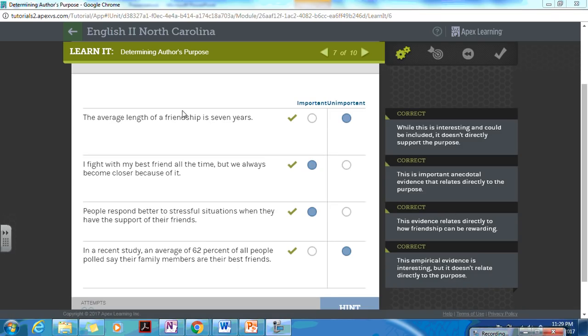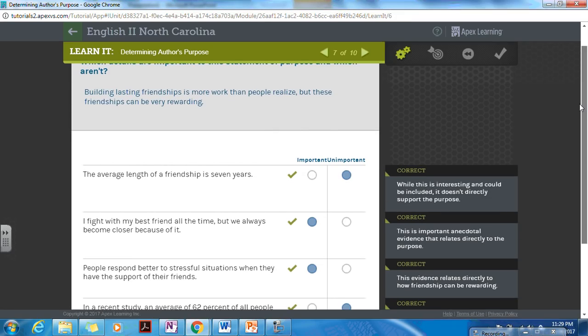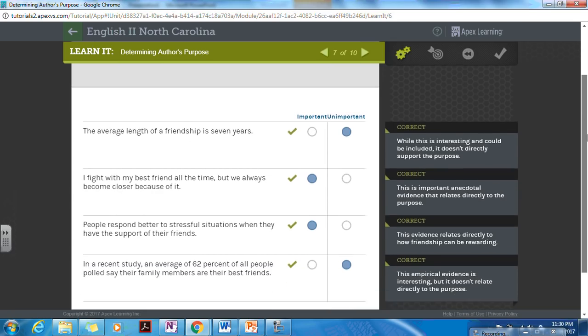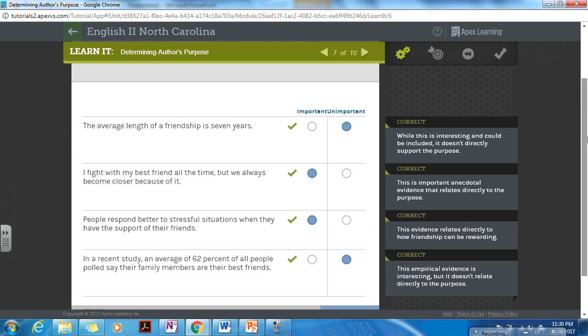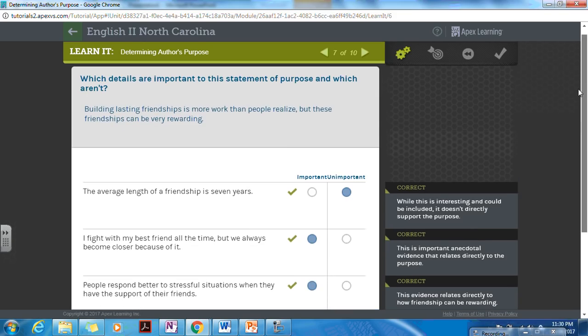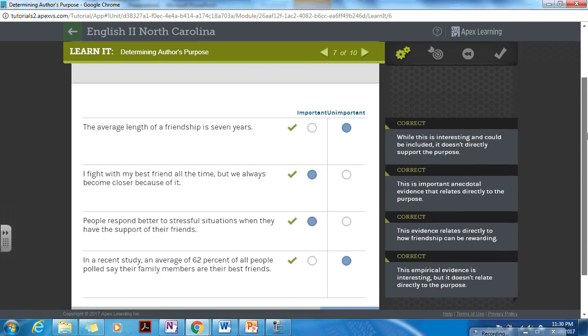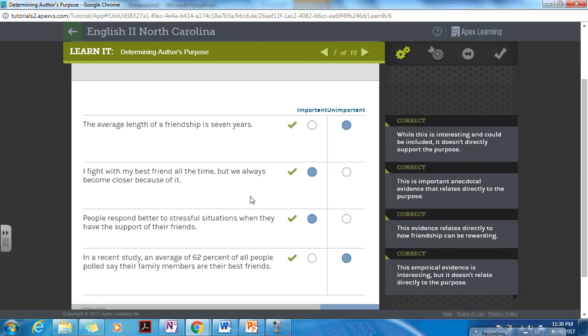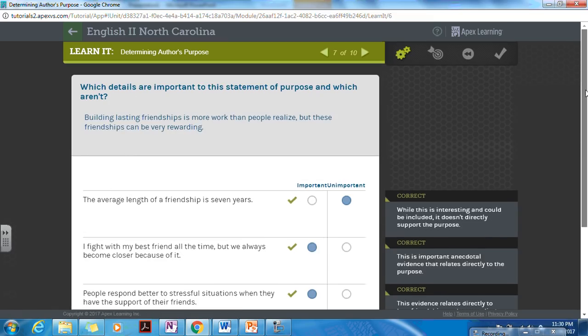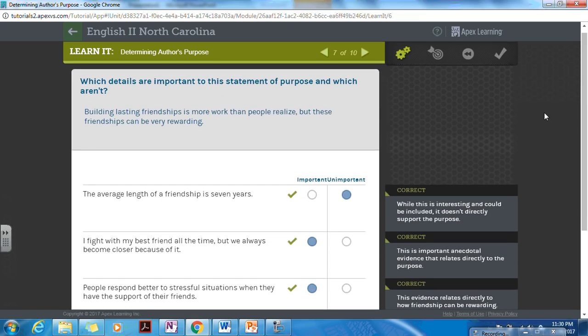So the average length of a friendship is 7 years. This is a very interesting point. However, it does not really support building lasting friendships, because we're talking about how it's more work. So we don't really need to know about how long friendships last. I fight with my best friend all the time, but we become closer because of it. Building lasting friendships takes work. Fighting takes work. And then people respond better to stressful situations when they have the support of their friends. That also requires work.